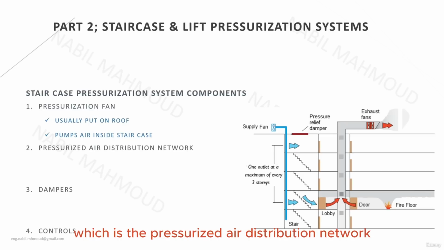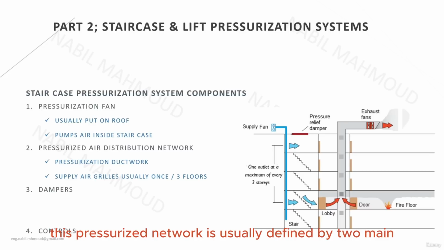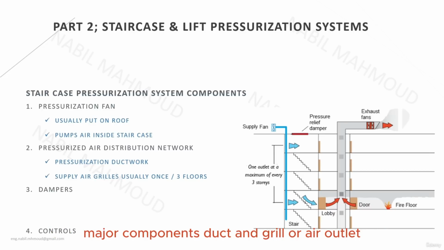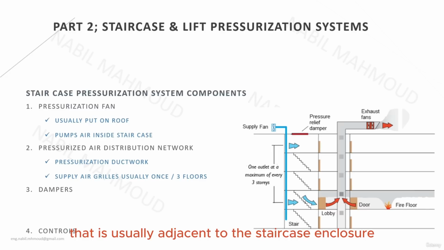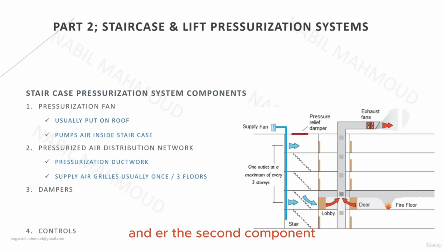The second component is the pressurized air distribution network. This pressurized network is usually defined by two main components: duct and grill or air outlet. The pressurization duct is a series of ducting extended from the roof, where the fan is connected, vertically downward in a shaft that is usually adjacent to the staircase enclosure. And the second component, the grills or air outlets, are usually wall mounted at a predefined interval, and as a rule of thumb, distributed every 3 floors on average.